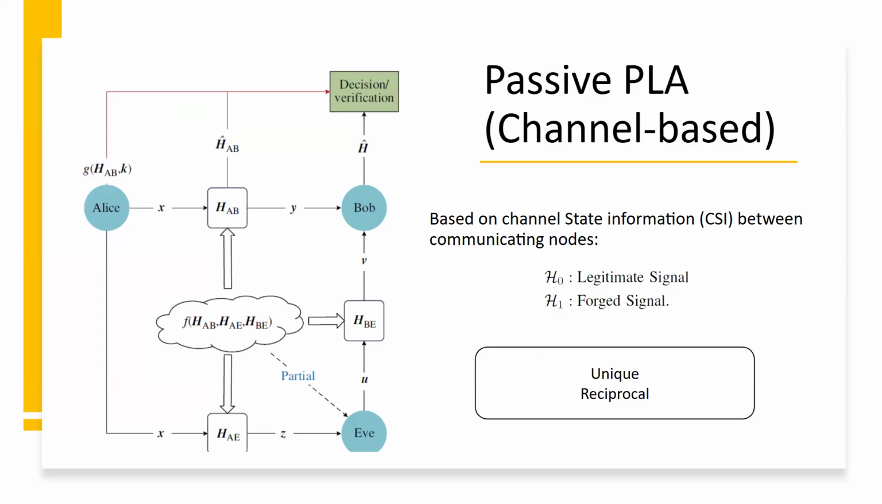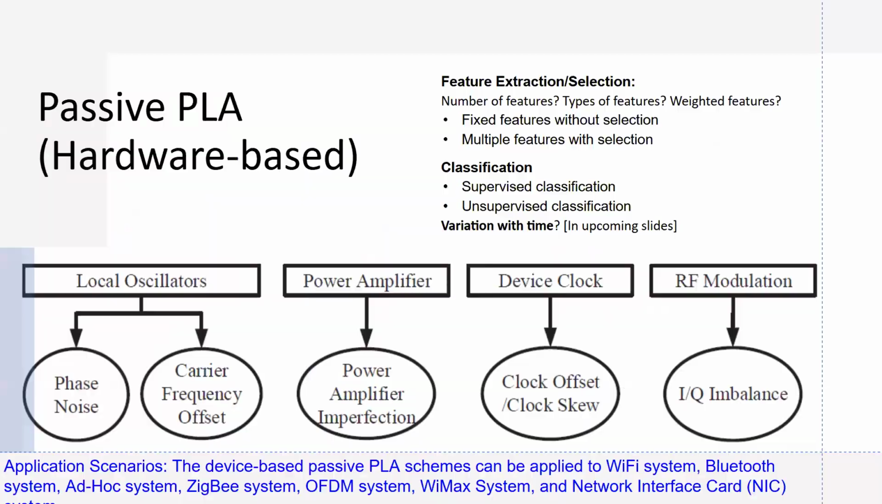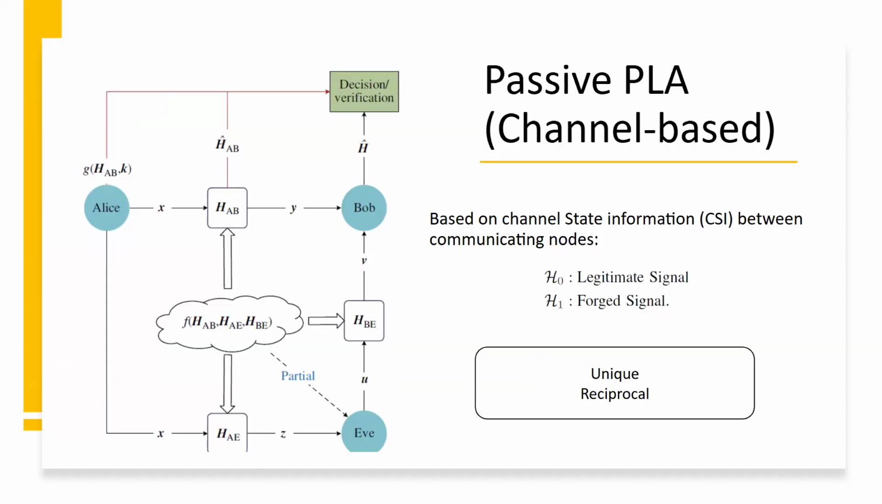So this is related to hardware-based authentication, and this is channel-based authentication. In the channel-based authentication, you authenticate based on the channel state information between the communicating nodes. And the channel should be reciprocal, which means the uplink is the same as the downlink. And because both the transmitter and receiver are using a TDD system, time division duplex, where the uplink and downlink both use the same frequency.